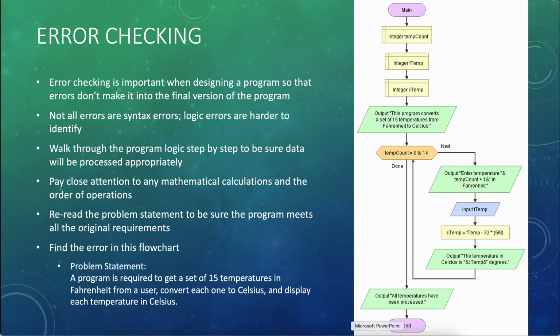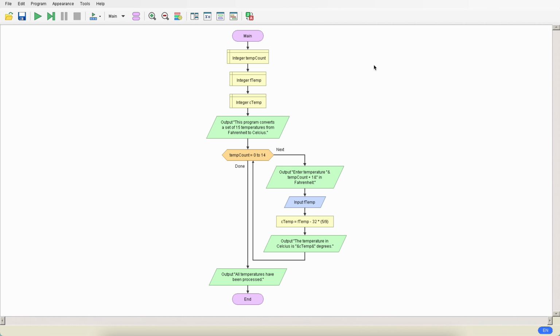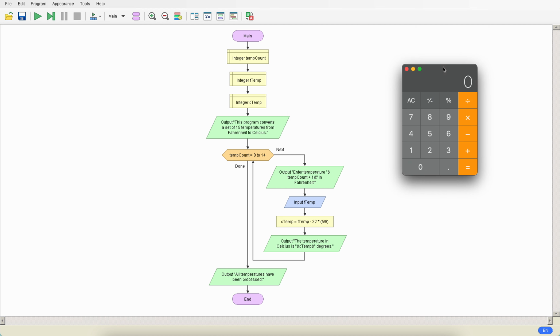All right, so I'm going to pull this up in Flogorithm, and I'm also going to pull up my calculator so that we can test this calculation. I got this conversion for Fahrenheit to Celsius temperature by Googling it. So I know that my equation is correct. So let's see, for example, we'll do an easy and kind of obvious one. So 32 degrees Fahrenheit should equal 0 degrees Celsius.